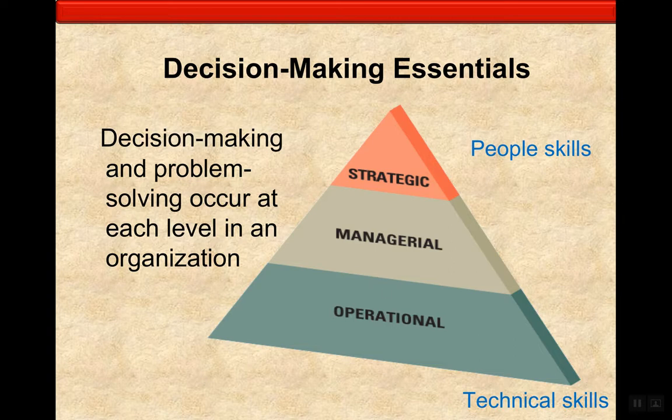As we said, if we look at the continuum here, technical skills are on the operational side, and to some degree, even with the managerial, the focus is more technical. As we move up the chain into more of a strategic direction, the focus becomes more on people skills as opposed to technical skills.